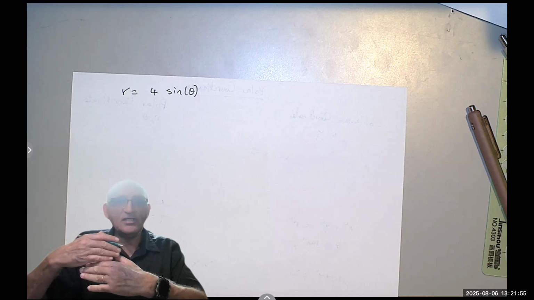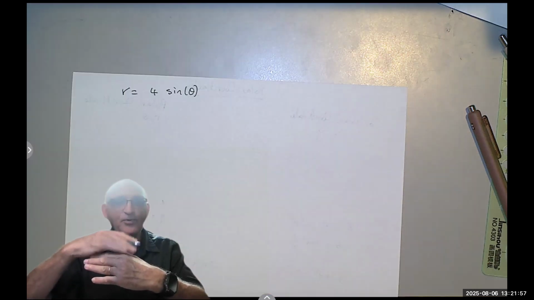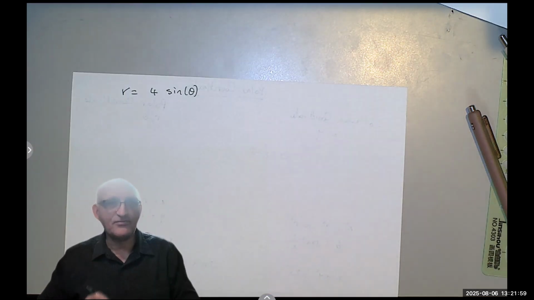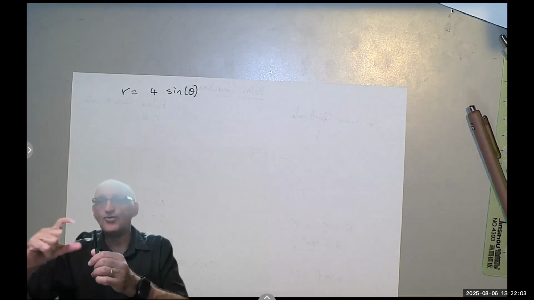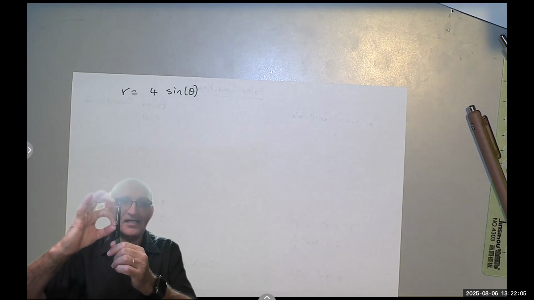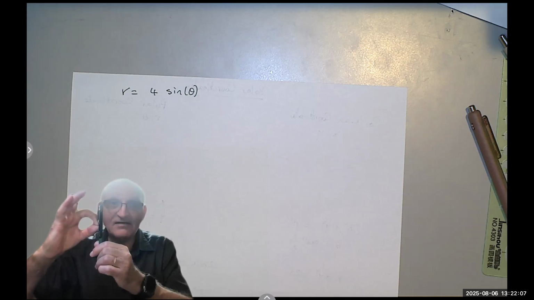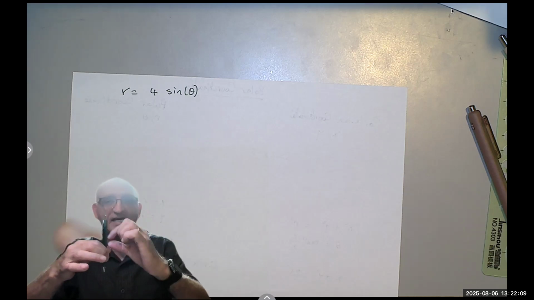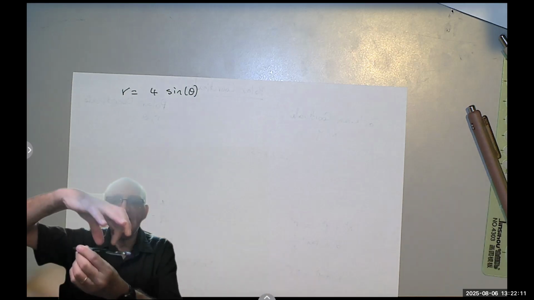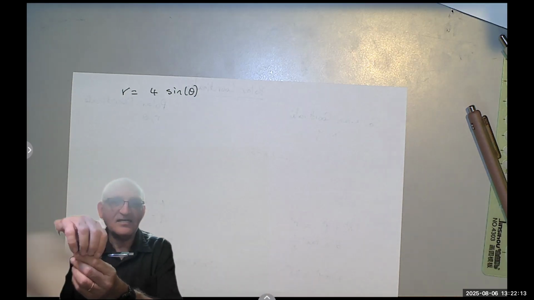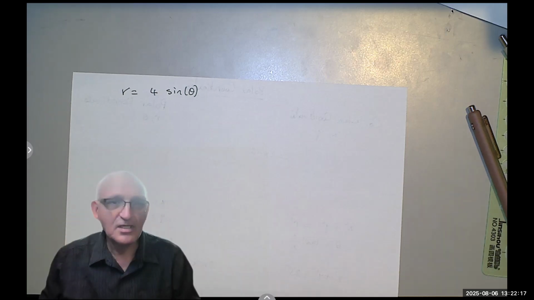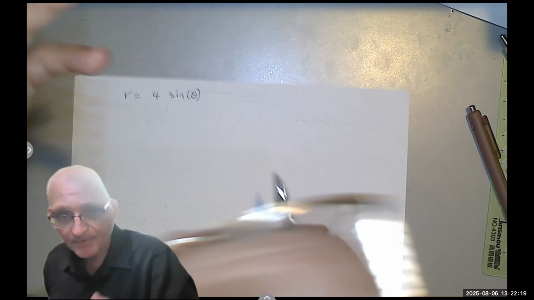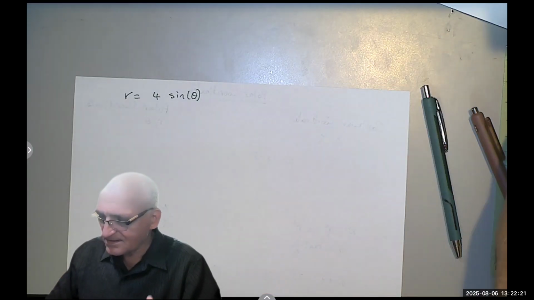And the sign is telling you, is it drawn in the y direction from the pole or in the x direction from the pole? If it's positive cosine, the circle is to the right of the pole like that. If it's negative 4 cosine, it's like that. If it's 4 sine, it's above the x-axis, so to speak. And if it's a negative sine, it's below the x-axis. Very simple.